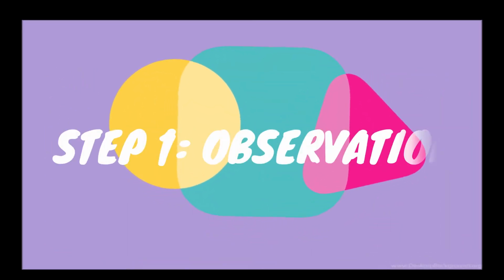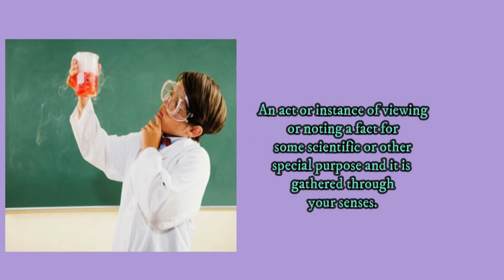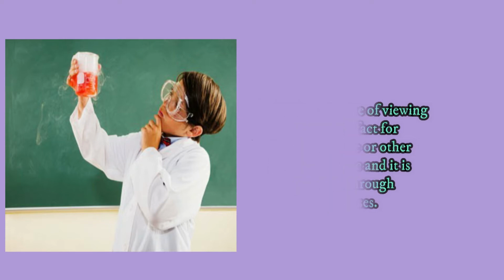Let's go to the first step. The observation. The observation is an accurate instance of viewing or noting a fact for some scientific or other special purpose, and it is gathered through your senses. This part is used to identify a problem. After we made an observation, this will lead to our next step.